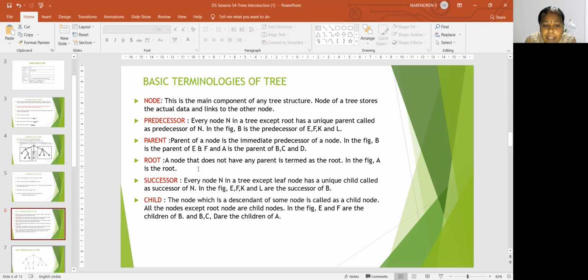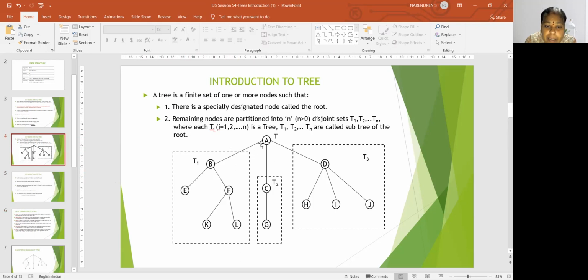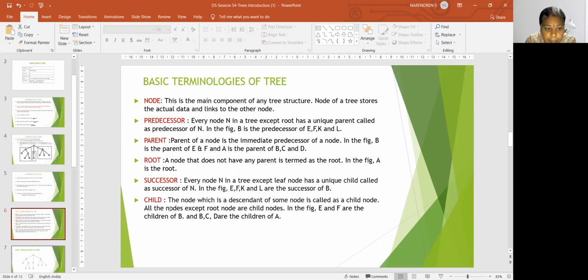So, root, already we have discussed, root is the first node which does not have any parent. It is a starting node. We can call it the starting node, or the major node, from which we are deriving the other nodes. All these things are coming under the root only.